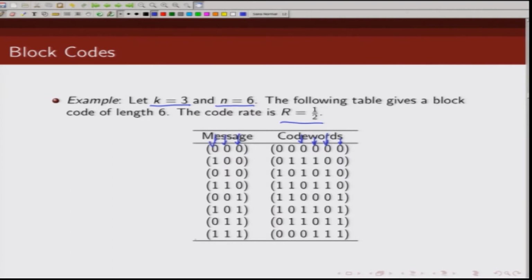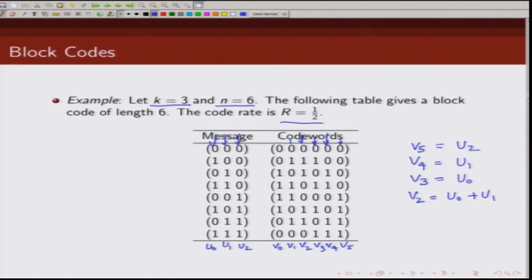So if we denote this by U0, U1, U2, and we denote these by V0, V1, V2, V3, V4 and V5, what we have found out so far is V5 is same as U2, V4 is same as U1, V3 is same as U0, and what is V2? V2 was U0 plus U1.